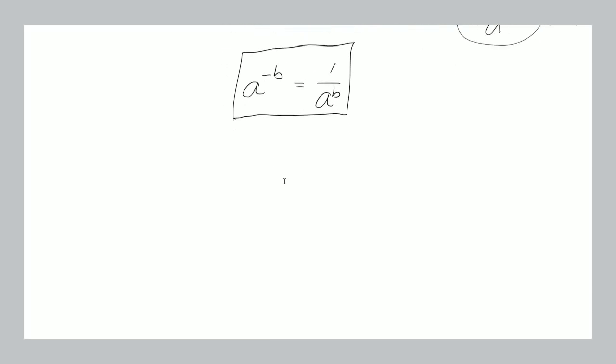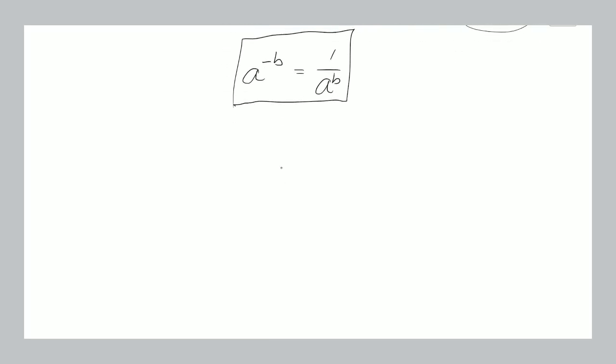Now, what if the two exponents are equal to one another? Okay, what if we have, say, 3 to the power 4 divided by 3 to the power 4? Okay, so we have 4 3's divided by 4 3's.